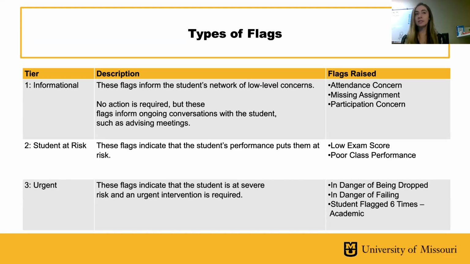And so the student flag 6 times is actually a flag that is raised automatically once a student reaches that 6 flag threshold. So this isn't something that instructors can raise, but is raised by the MU Connect system once a student has reached Six Flags in any of their courses.